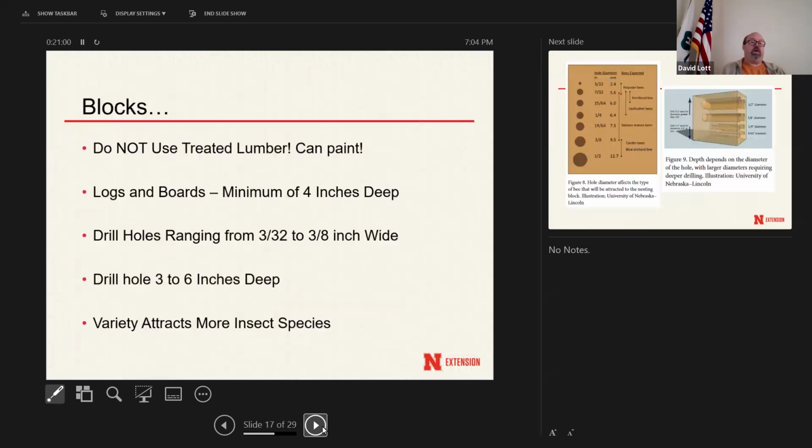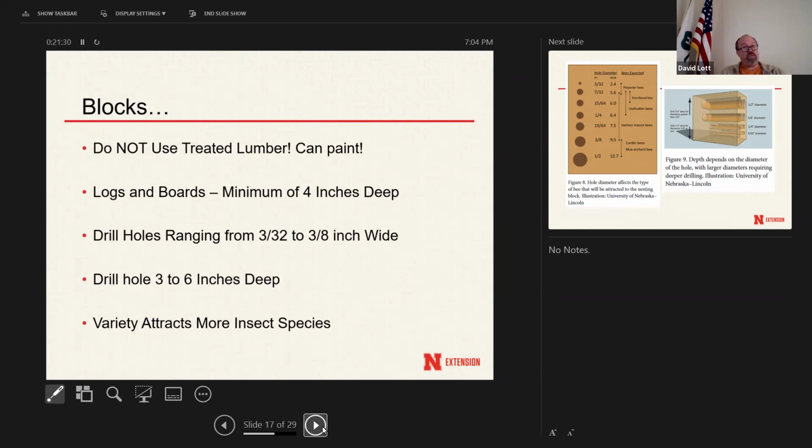So here's the other part about not using the treated lumber. You can paint them. We'll look up the paint sources. Logs and boards must be a minimum of 4 inches deep because they do need to have at least some depth for them to lay those cells in there. And the drilling holes can vary from 3/32, which is not much, to 3/8 inch wide. And they will do the rest. They will go and take care of the rest for you.